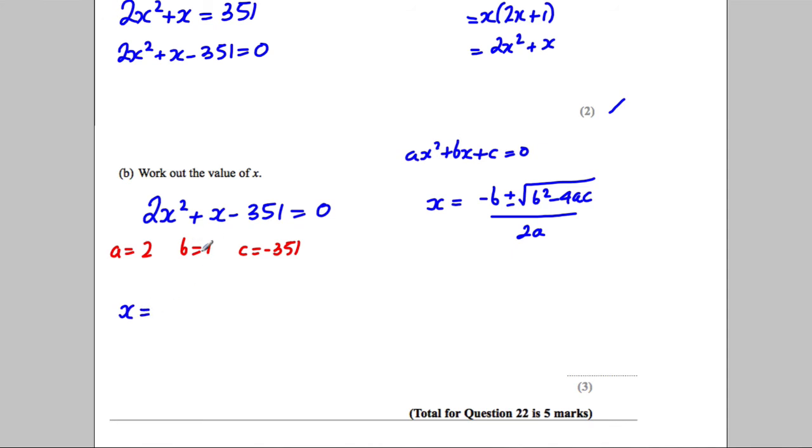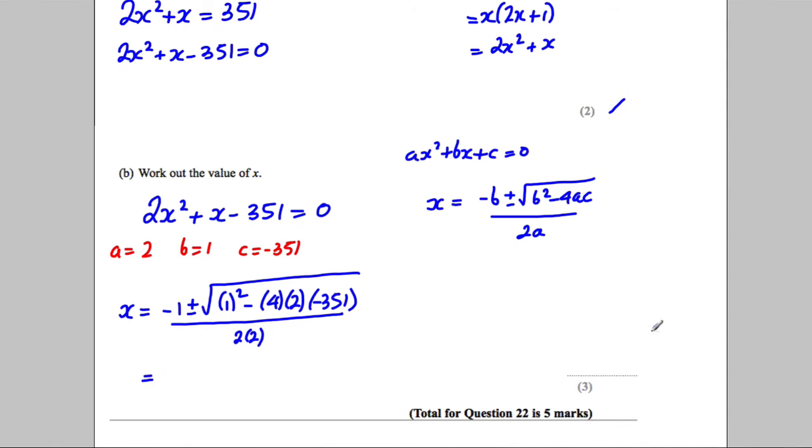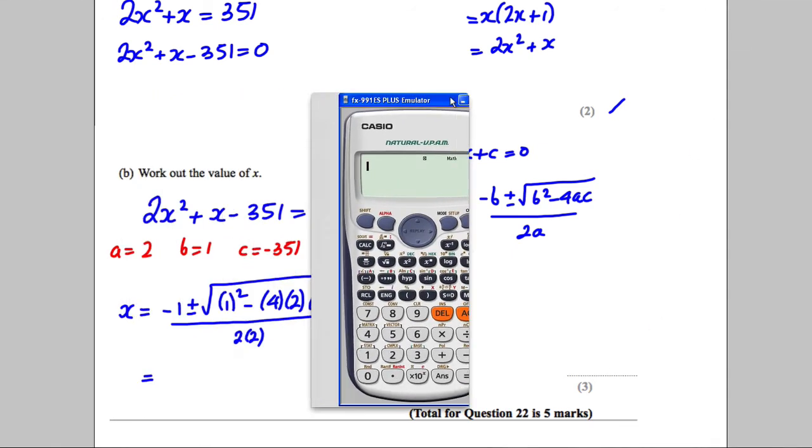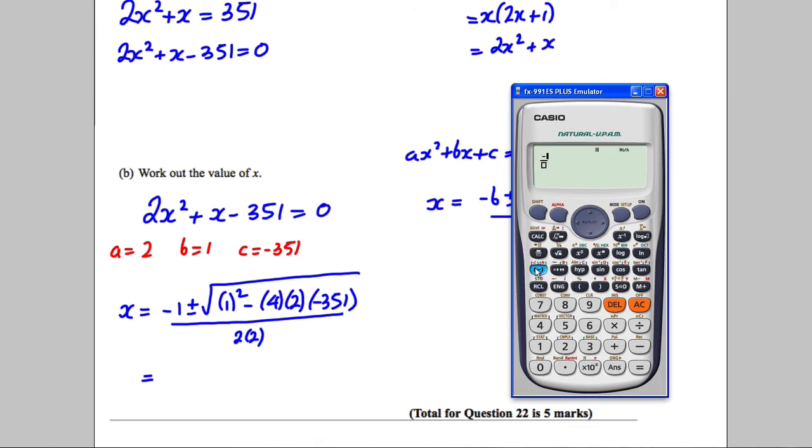We could just substitute those in. So x is going to be equal to negative b, so negative 1, plus or minus the square root of b squared, which is 1 squared, subtract 4 multiplied by 2 multiplied by negative 351, all divided by 2a, which is 2 times 2. So we could substitute that into our calculator. We're just going to have a fraction, so negative 1, and we're going to firstly add the square root of 1 squared, subtract 4 times 2 times negative 351, and we're going to go all over 2 times 2, which is 4.